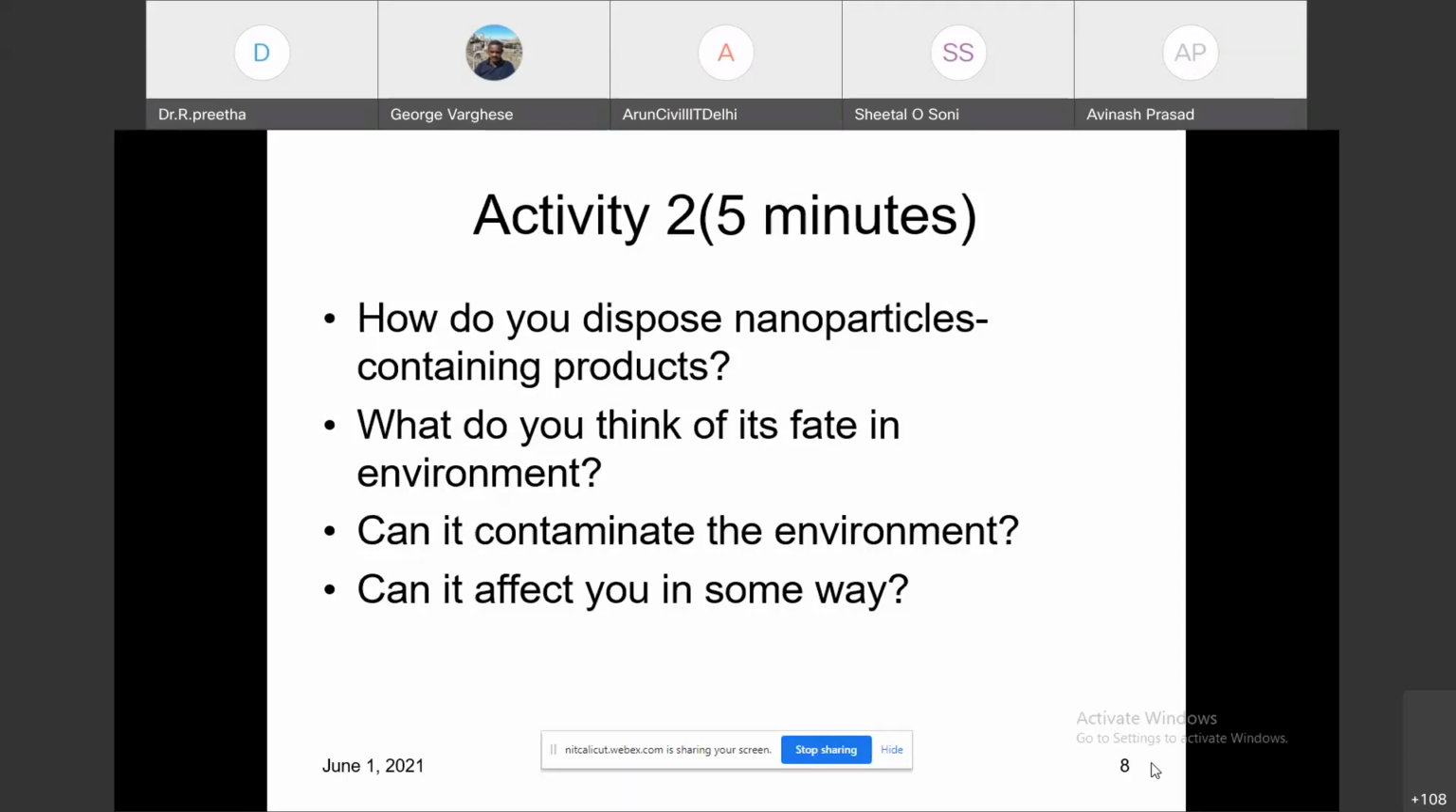Sir, I think that clothing is also one kind of nano. It is made up from nanoparticle silica. So it can contaminate the environment if its usage is maximum. Suppose the textile industries are using that coating of silica on the surface of the clothing, that can harm the environment in which they are working, and the workers.